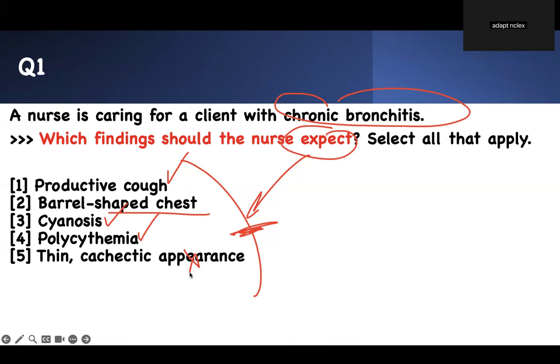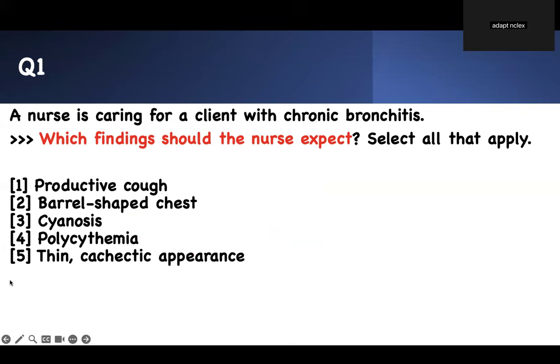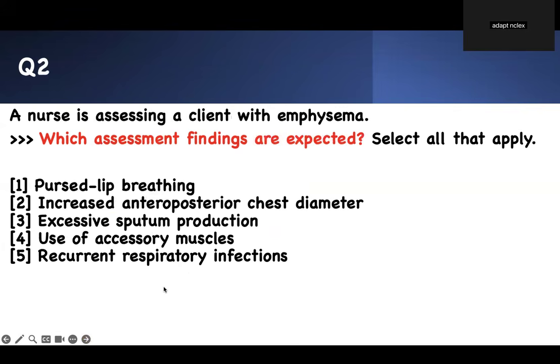So A, 1, 3, and 4 are your right answers. Did you get them right? I hope so. Number 2, same strategy, select and apply. Which assessment findings are expected? When they give you a COPD patient, trust me, this is what they're going to ask you.